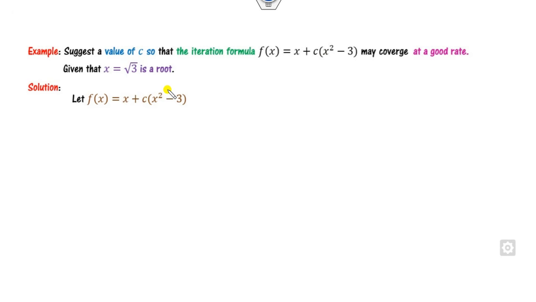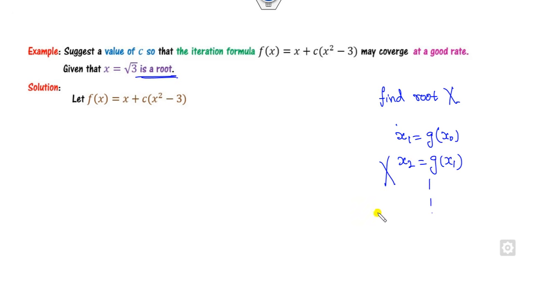Remember, in this question they are not asking you to find the root. They are not asking you, because the root is already given to you. It means there is no need to apply the iteration process like g of x0, x2 equal to g of x1, and so on. There is no need to apply them. What is given to you? The first concept is a good rate. The second thing is this is my root.